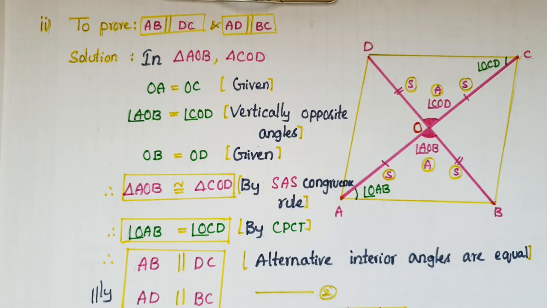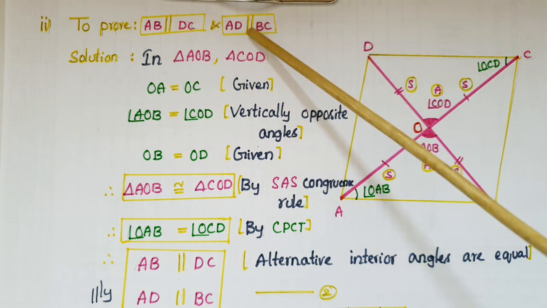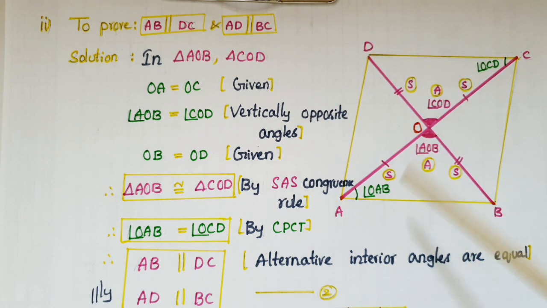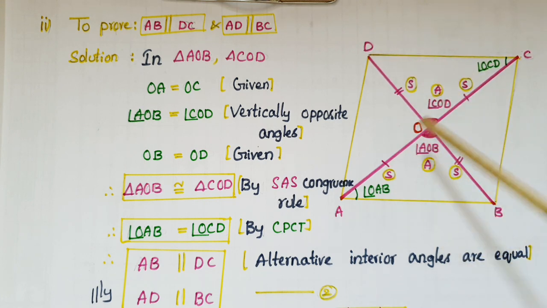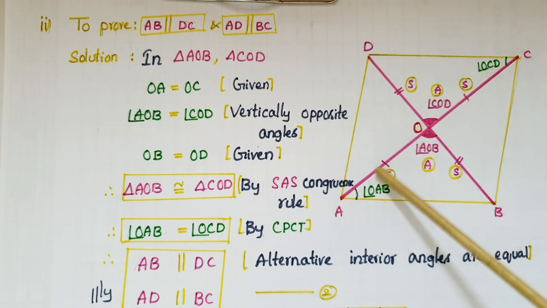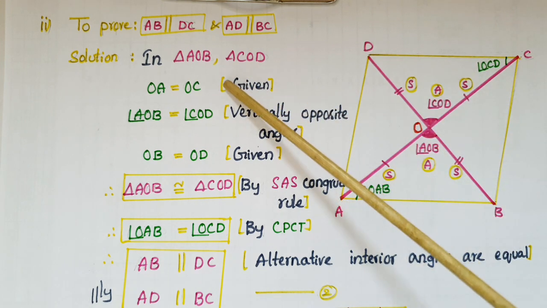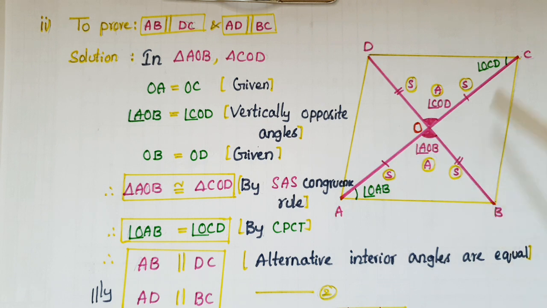Next, we have to prove that AB is parallel to DC and AD is parallel to BC. We have to show that these two lines are parallel. So take triangle AOB and triangle COD. OA is equal to OC, as the diagonals bisect each other. And angle AOB is equal to angle COD, as these two angles are vertically opposite angles. Those are equal. And OB is equal to OD. These two lengths are equal because the diagonals bisect each other. That is given.